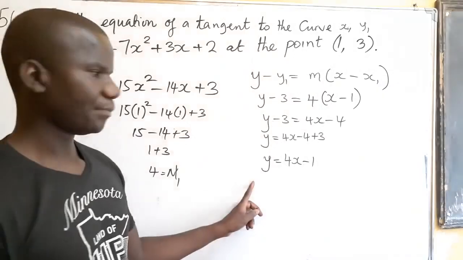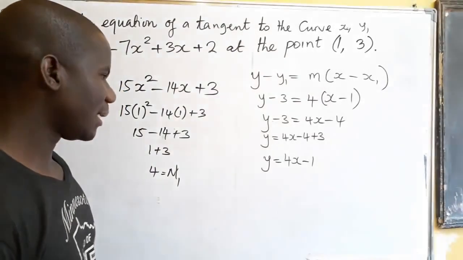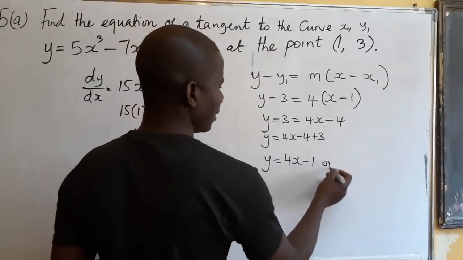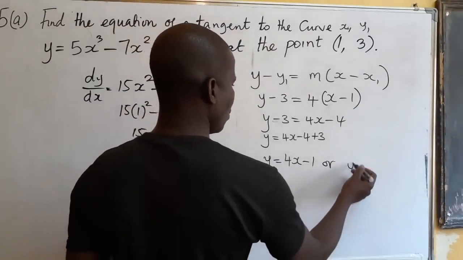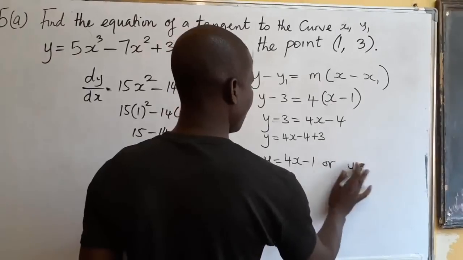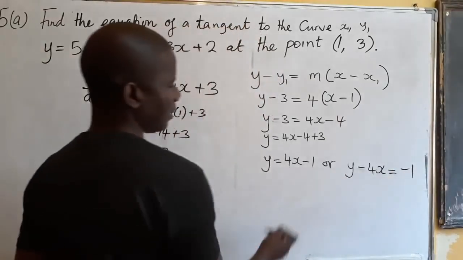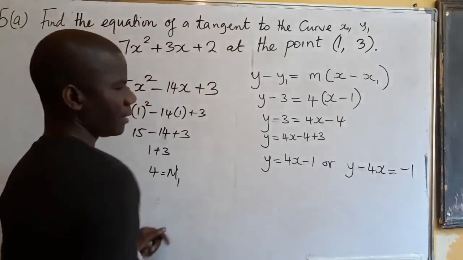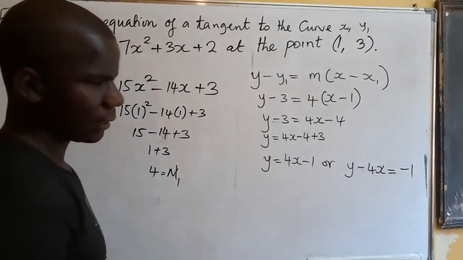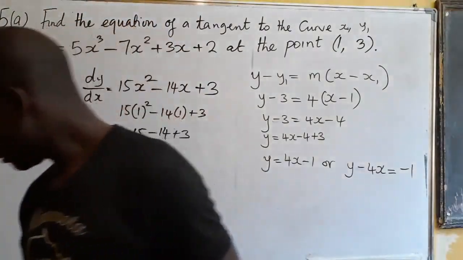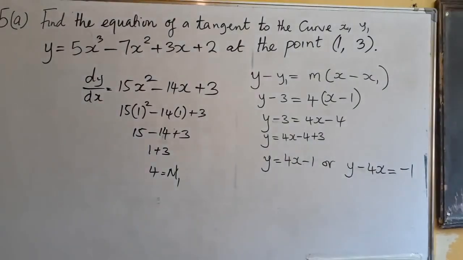So this is the equation, but you can find that in some books it can be written as y minus 4x is equal to negative 1, where this one comes to the other side. It will still be one and the same thing. So this is what we are expected to do, alright? This is what we are expected to do. I hope you are following. Now we need to go to the next question.